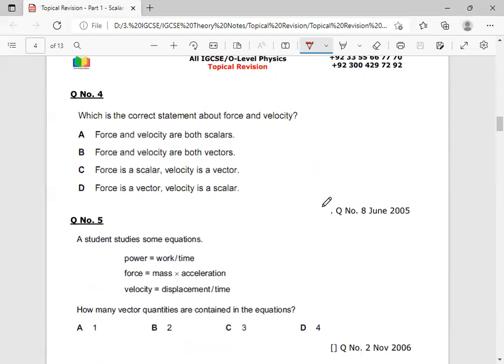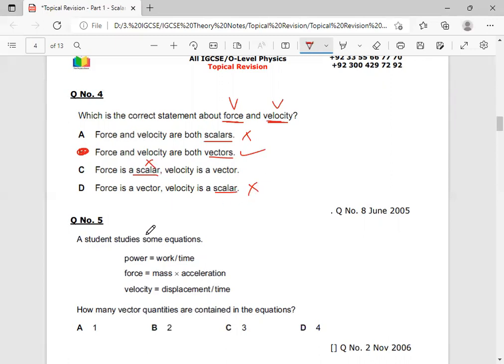MCQ number 4. Which is the correct statement about force and velocity? Force is a vector, velocity is a vector quantity. Scalar, wrong. Both are vector quantities, so option B is the correct answer. Force cannot be a scalar quantity, velocity cannot be a scalar quantity, so option B is the correct answer.